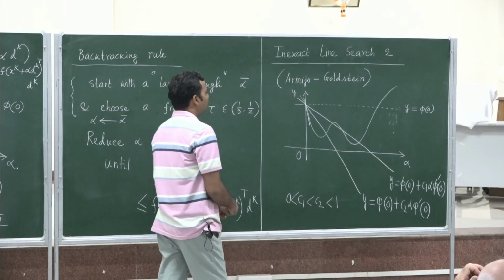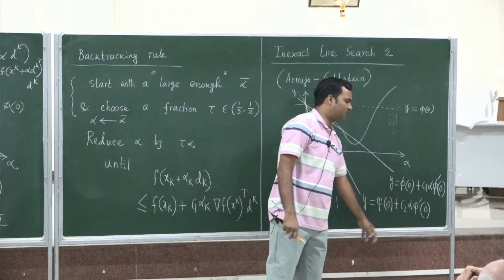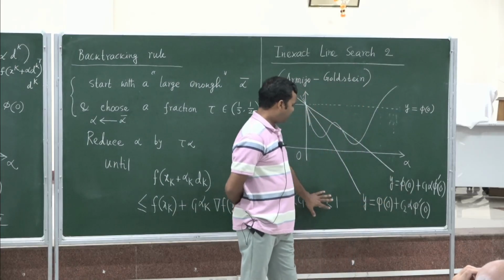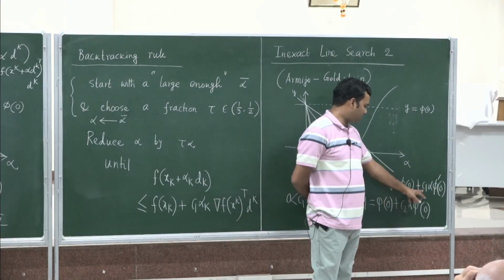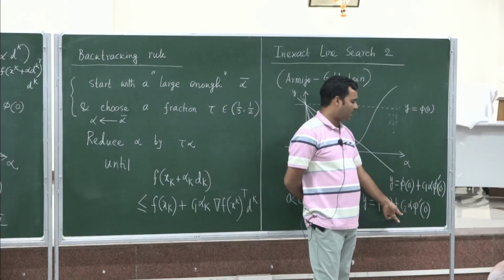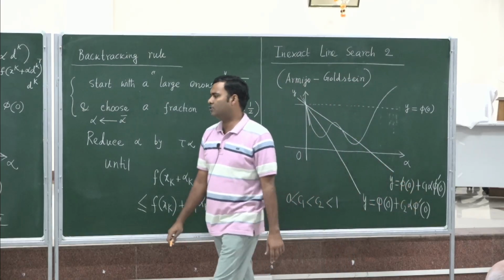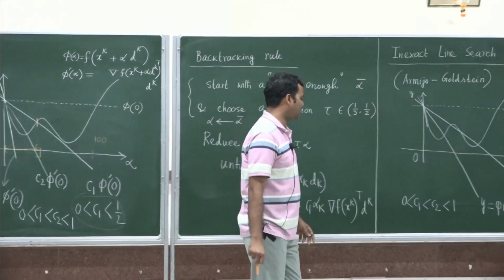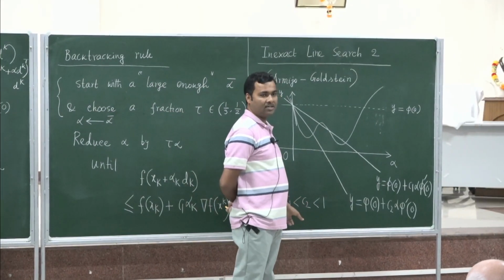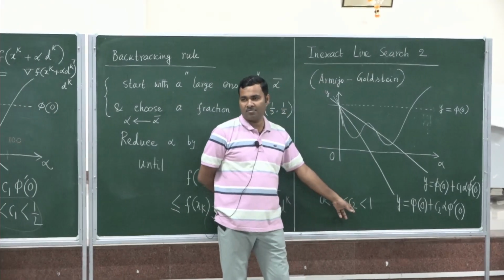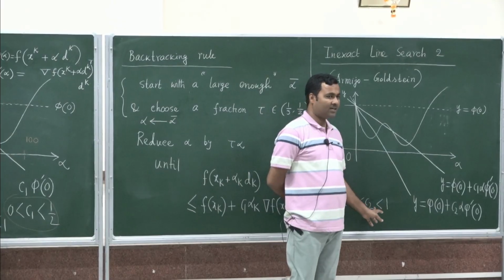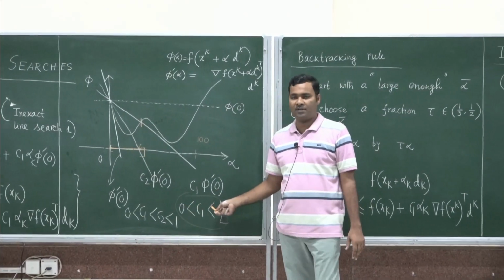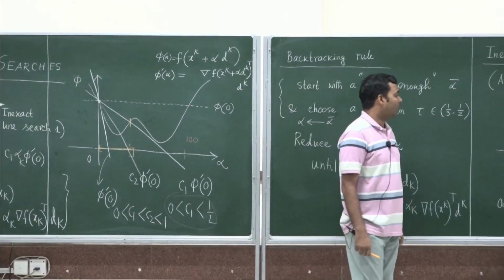Although Goldstein suggested choosing C2, some books later on, instead of choosing two different constants C1 and C2 satisfying this, suggest that you can take C2 to be 1 minus C1 and take C1 less than half. Then 1 minus C1 is certainly bigger than C1, and 1 minus C1 is less than 1. So if we restrict C1 to be in between 0 and half, that was the restriction in the Armijo backtracking rule.